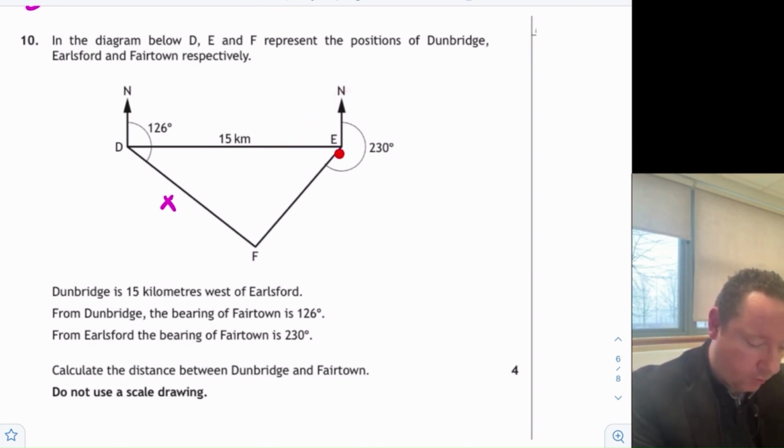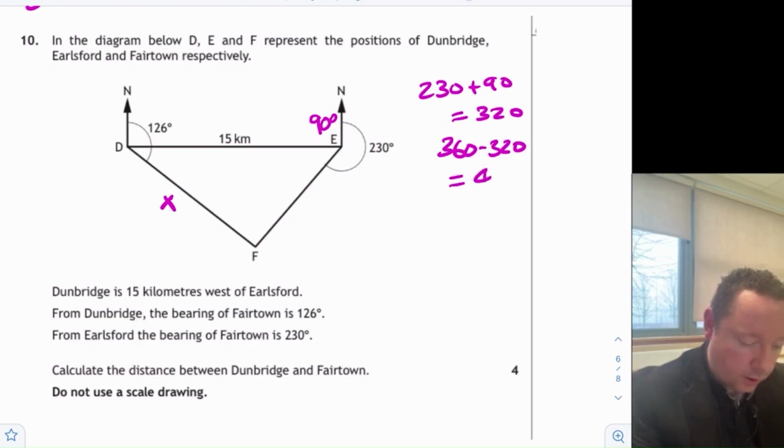You've got north and east. That's clearly a right angle, so I can write 90 degrees. And then angles around a point add up to 360. So I can do 230 plus 90, which is 320. That gives me 360 minus 320, which is 40 degrees. I can put 40 degrees inside this triangle there.